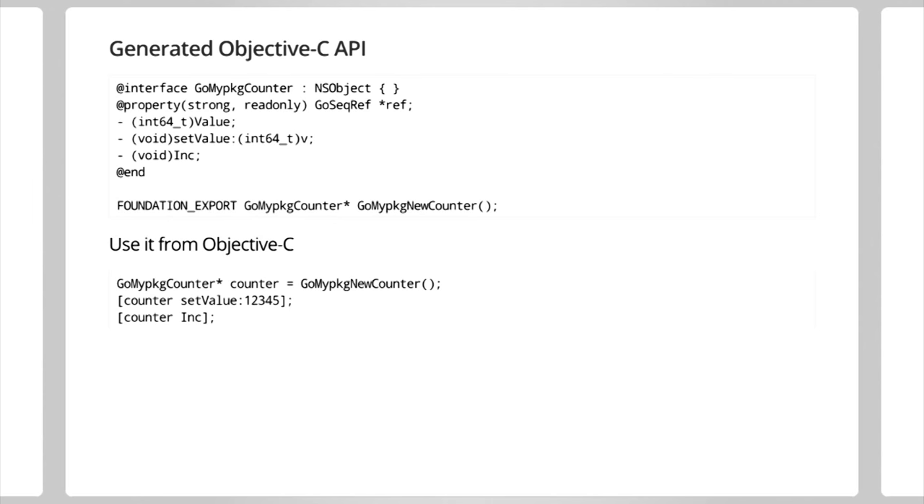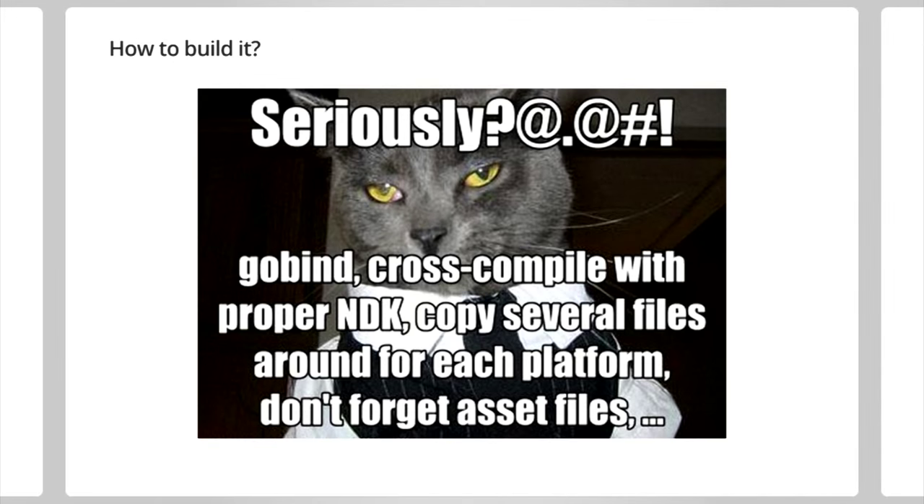Similarly, you can generate Objective-C bindings, and you can use the Go object like any other Objective-C object. So now we have Java code and Objective-C code. What should I do? There are so many files. Well, OK, you ran GoBind. You now have to cross-compile some of the files and copy several files around for each platform. And also, there are SDK files you have to remember. It's very complicated.